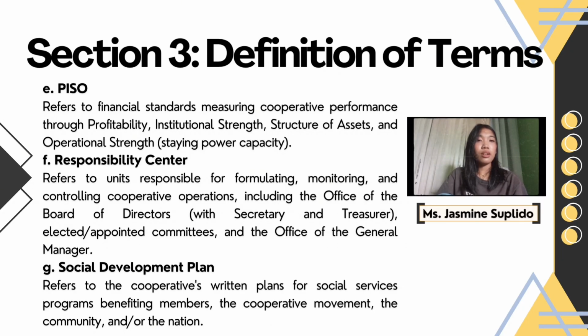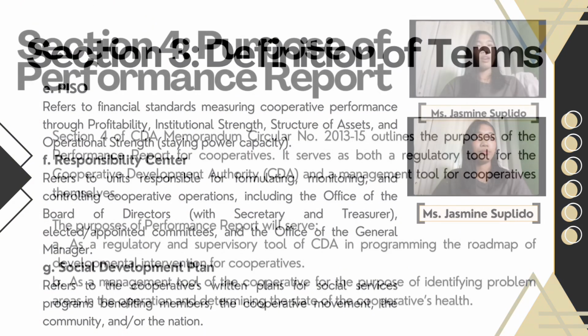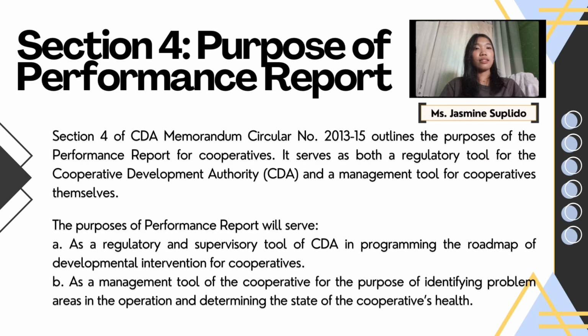Responsibility Center, which refers to the different offices and committees responsible for planning and managing cooperative operations. Lastly, the Social Development Plan, which refers to the cooperative's written plans for social services that benefit members, the community, and the nation. Finally, Section 4 discusses the purposes of the performance report. This section highlights that the performance report serves two major purposes.